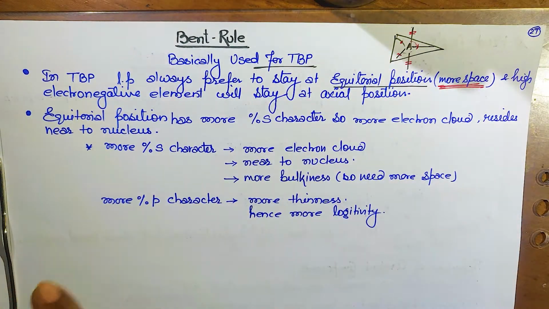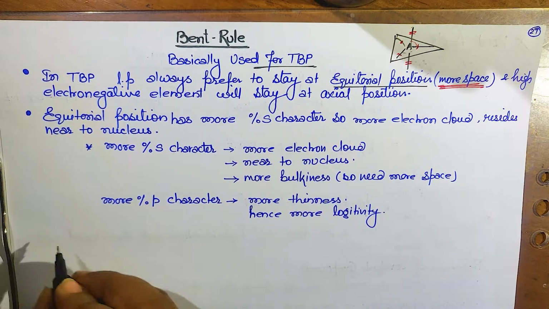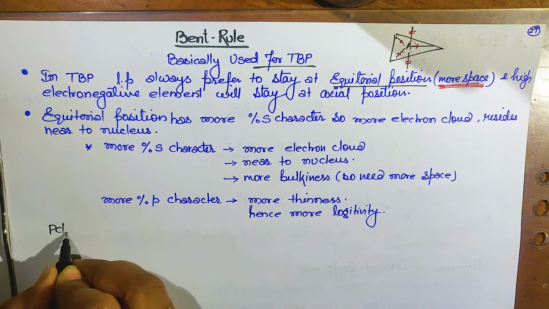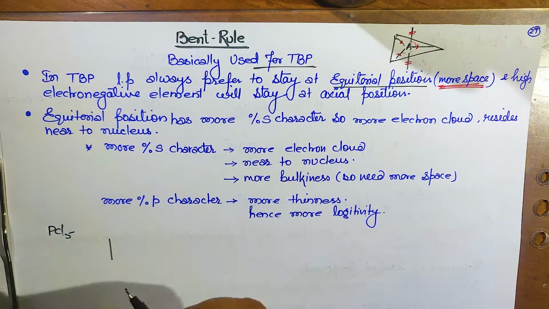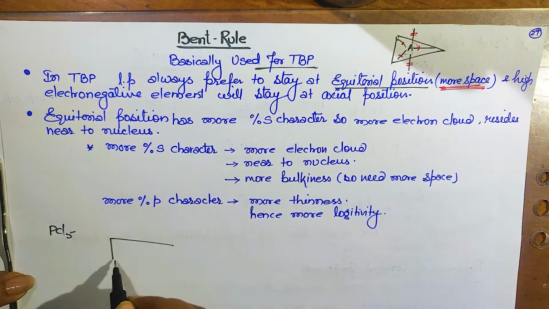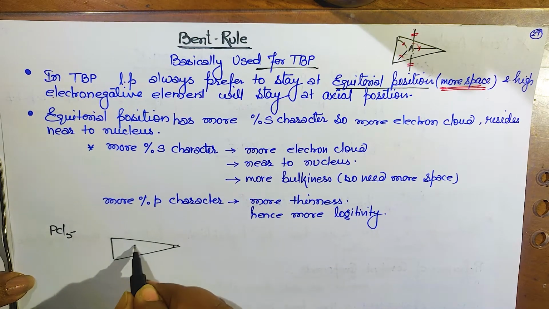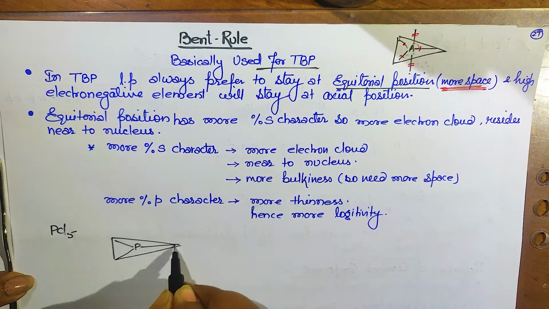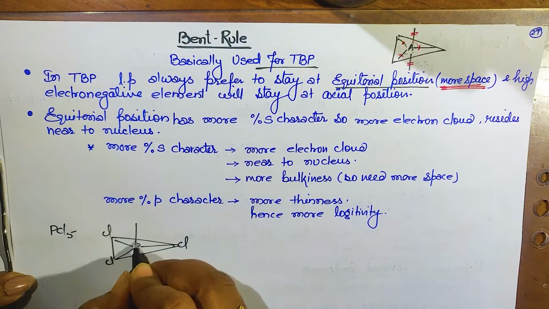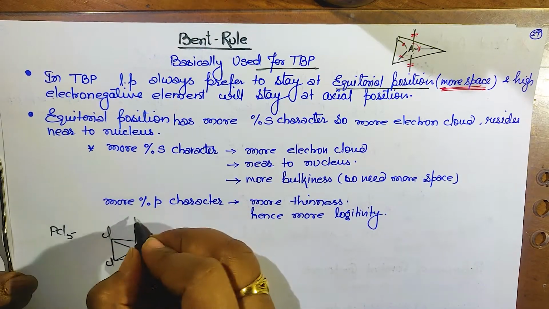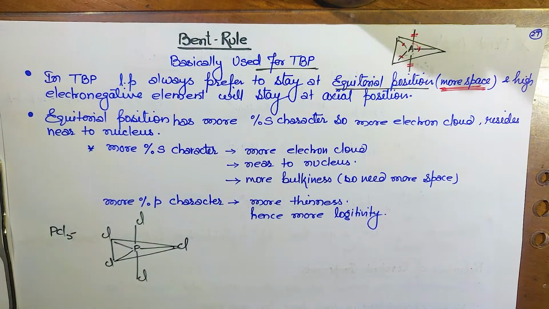First of all, if I say PCl5, draw the structure of PCl5. All the bonds are the same, all the bonding elements are the same, so we will make the structure like this: P in the center, and at the equatorial positions we will keep chlorine like this, and these are the axial positions, so we will keep chlorine there too. Got it? So this was simple because all were the same.